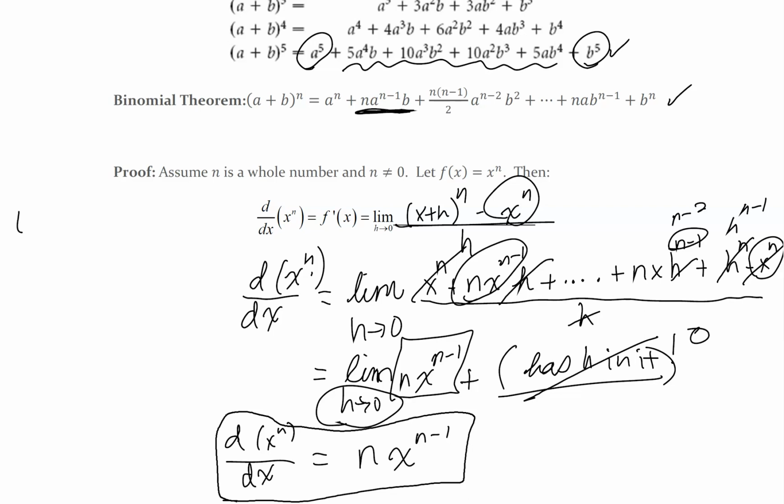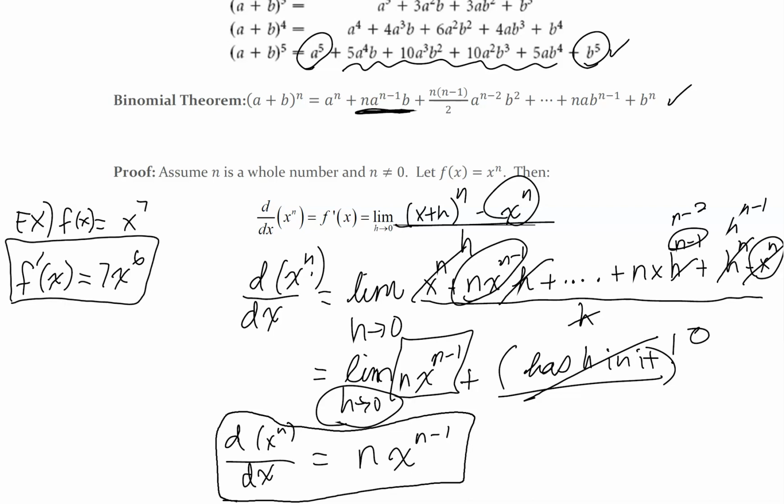What does that mean? An example of that is let f of x be x to the 7 power. Well, what's the derivative of x to the 7 power? n is 7, so that would be 7x to the 6. So using this rule, you really don't have to use the definition of the derivative any longer. That's why we generalize that, right? That's why we have the power function rule for derivative.